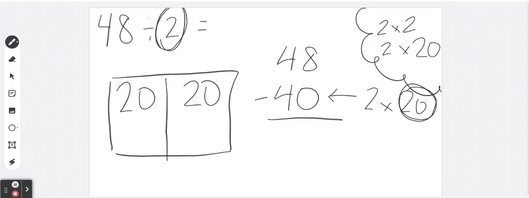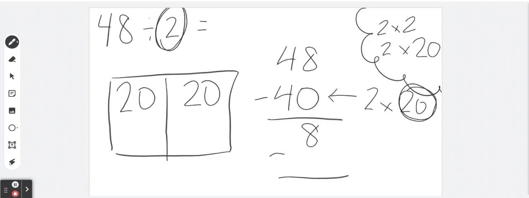Now I can go back and finally subtract. So now I have 48 minus 40. 8 minus 0 is 8. 4 minus 4 is 0, so I'm just going to leave it. Now I'm left with 8. Now I'm thinking to myself, how many times does 2 go into 8?